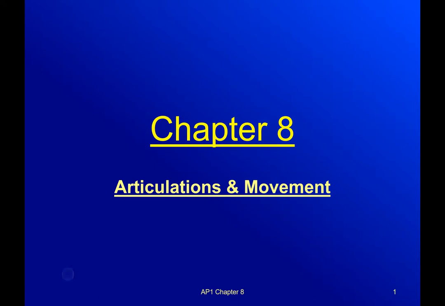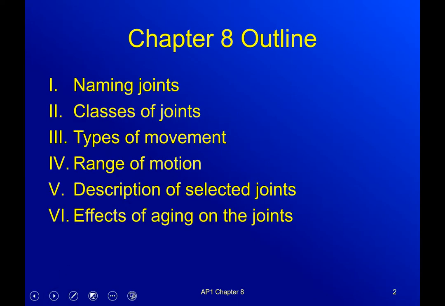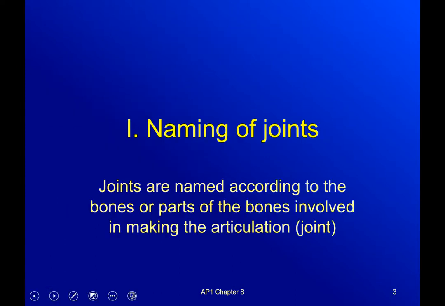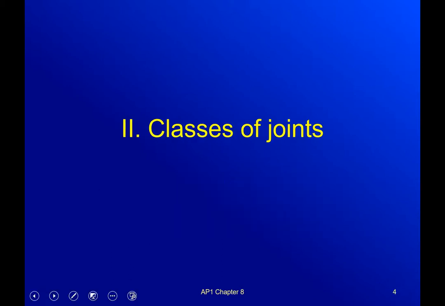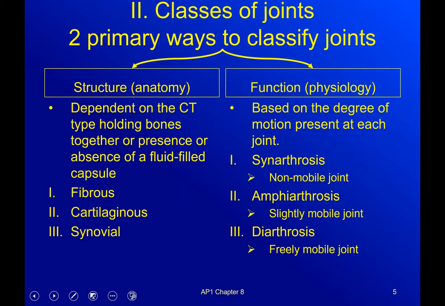So chapter 8, articulations and movement. Naming the joints, classes of joints, types of movement, range of motion, description of selected joints, effects of aging. All right, naming the joints. You can name the joints in two ways. It can either be anatomically or it can be physically.